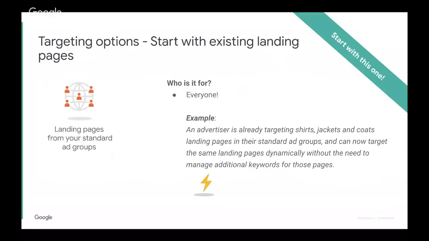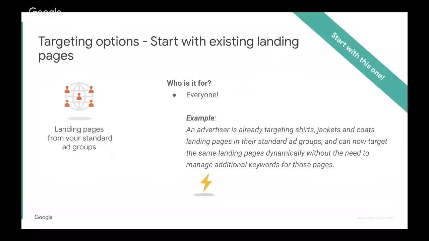All right. If you're watching this session, you're probably already running loads of search campaigns for your website, and your search ads are already sending traffic to selected URLs. Now, DSA can target those same pages dynamically without the need to manage additional keywords for them. You can just choose this setup, and it will target the URLs that you're already targeting, which are most likely the most valuable for you.